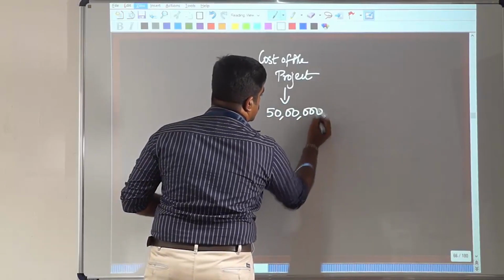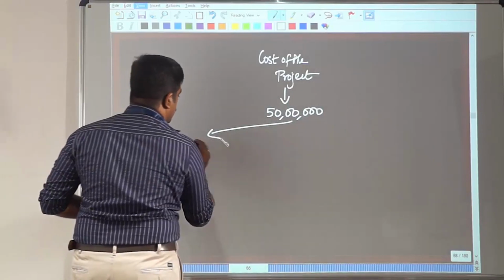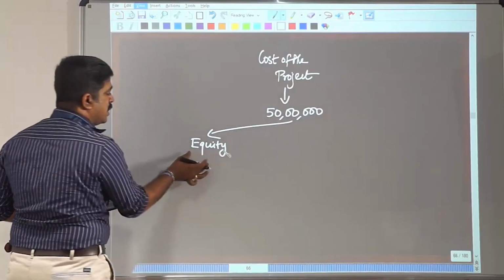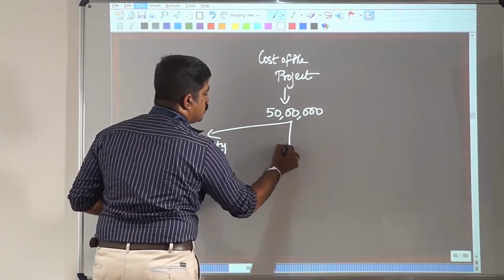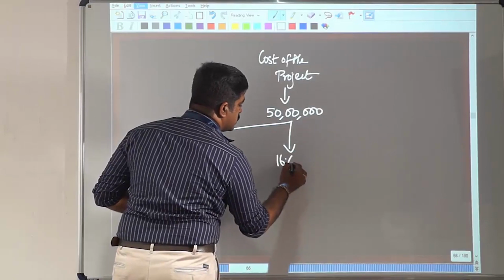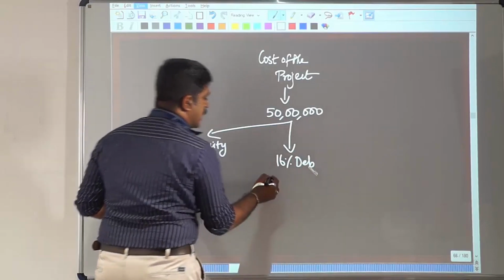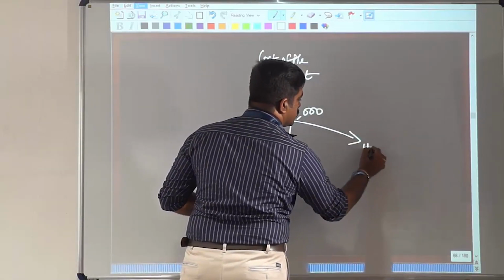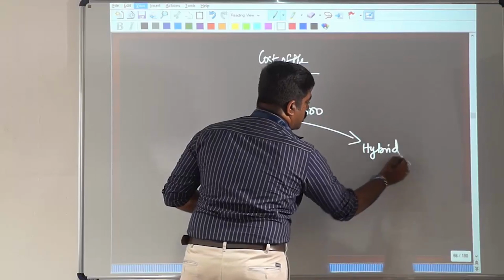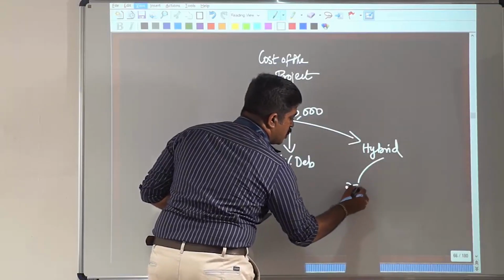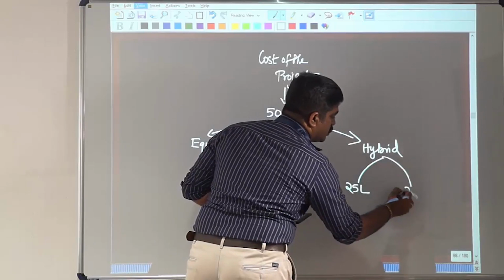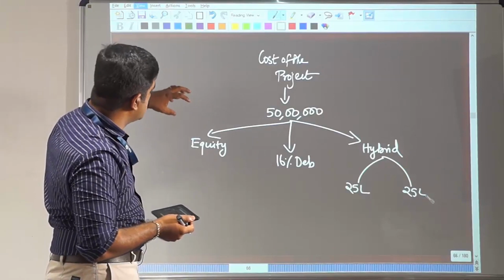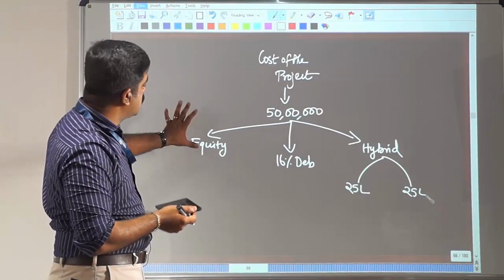Now this company basically has 3 options. Option 1, it can go for equity. So it is a full equity option. The entire 50 lakh will come from equity. Option 2, they can go for 16% debentures. That is, entire 50 lakh will come from debenture. And the third option is they can go for hybrid. Hybrid in the sense 25 lakh will come from equity, remaining 25 lakh will come from debenture. Okay. Now what we should know is what will be the number of equity shares in this option.